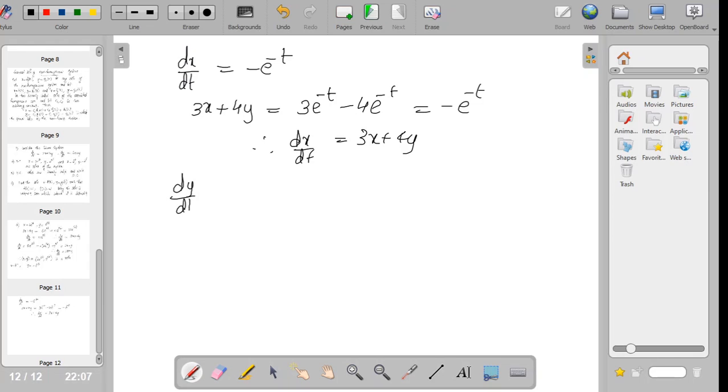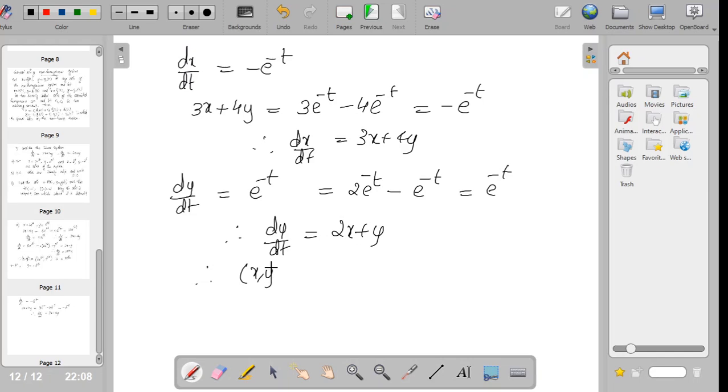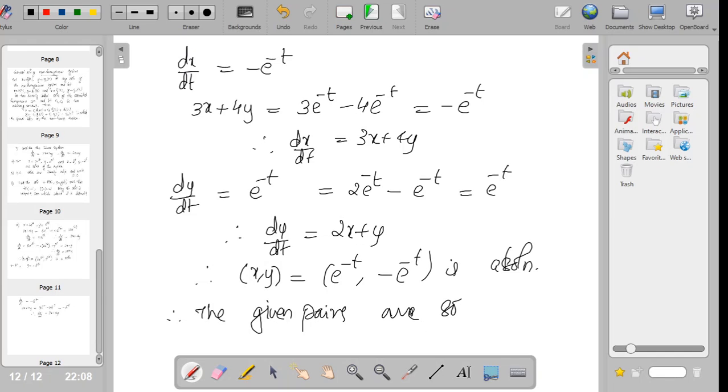dy by dt is e raised to minus t, so that will be equal to 2 e raised to minus t minus e raised to minus t. So that is e raised to minus t. Therefore dy by dt is equal to 2x plus y. Therefore the pair e raised to minus t, minus e raised to minus t is a solution. So the given pairs are solutions to the equation. The first part is proved.